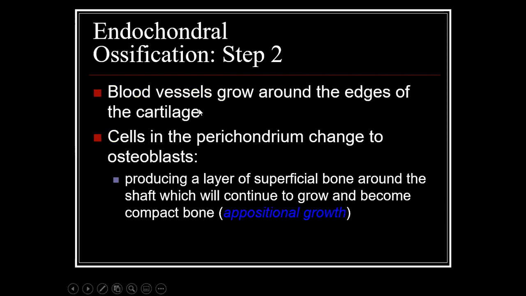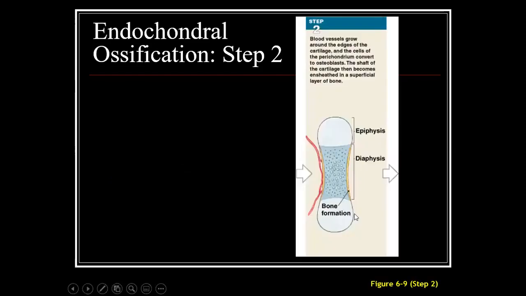Step 2, blood vessels grow around the edges of the cartilage. Cells in the perichondrium, so around the cartilage, change to osteoblasts, producing a layer of superficial bone around the shaft, which will continue to grow and become compact bone. And we'll talk about appositional growth in a minute.